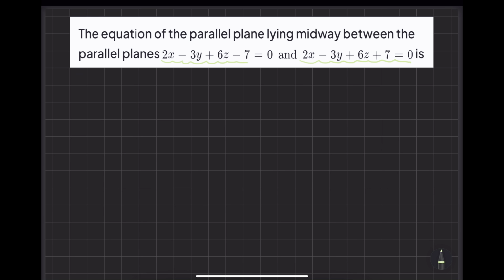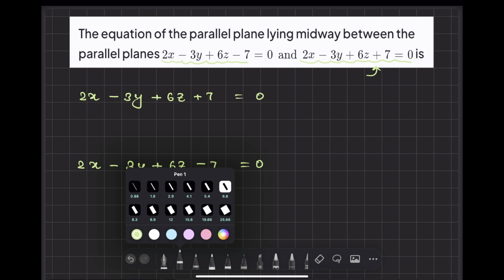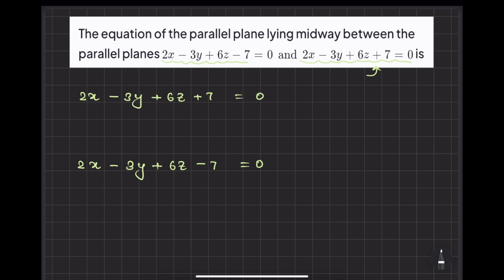Suppose that we have 2x minus 3y plus 6z minus 7 equals 0. Suppose this is the first plane. It is at the top, so plus. Okay, now this is the second plane: 2x minus 3y plus 6z plus 7 equals 0. Suppose that you have two planes and you have to write down the equation of the plane exactly midway.